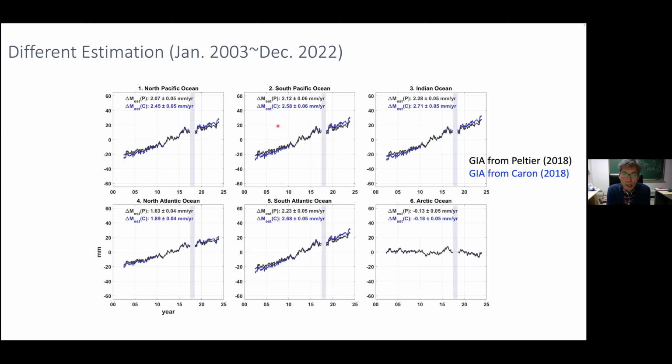And also 6 different ocean basins. The black line is a case of using the Peltier GIA model, and the blue line shows when we use the Ki-Weon GIA model. So you can see quite a large trend difference in 6 different ocean basins except the Arctic Ocean. We have quite similar variation in the Arctic Ocean regardless of which GIA model we use. So which GIA model we use gives us quite different numbers of ocean mass change.